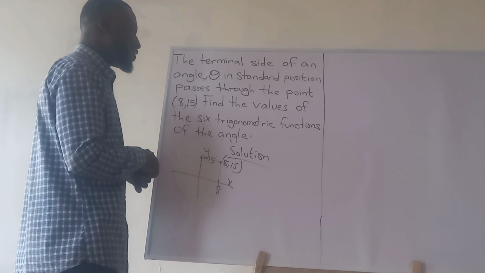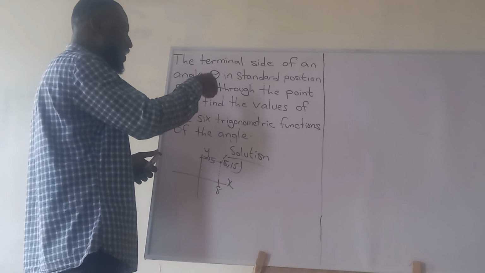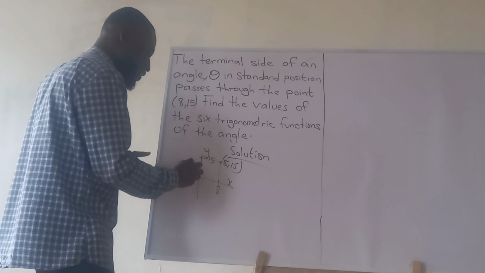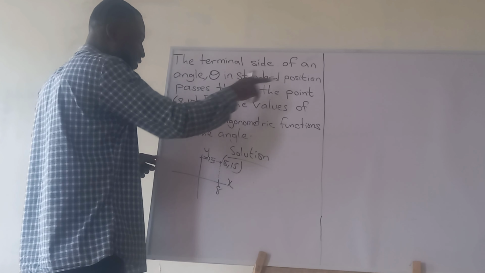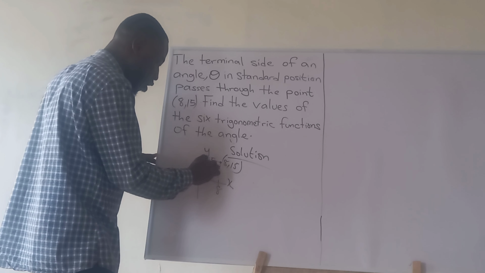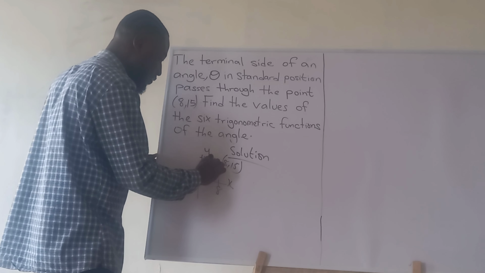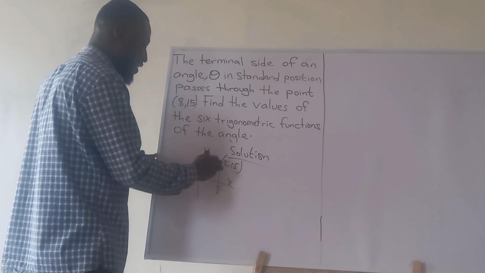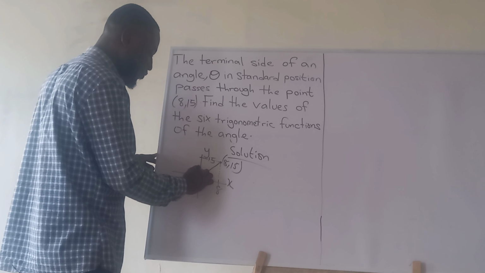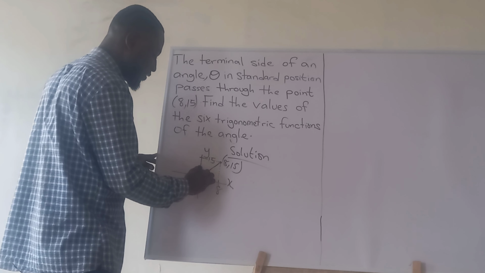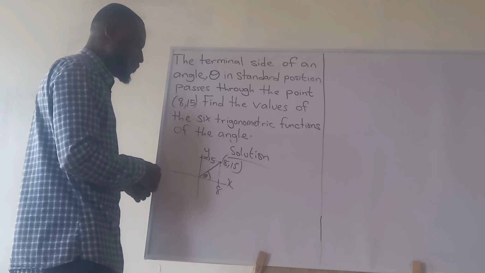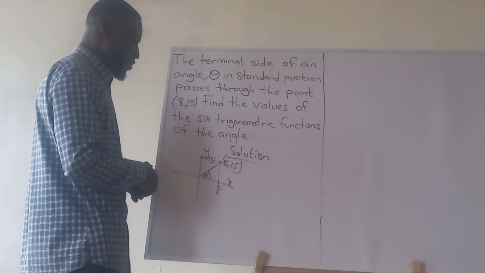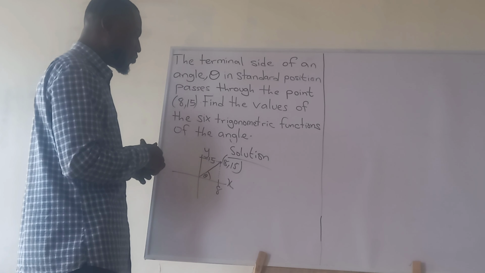And the question says, the terminal side of the angle theta in standard position. The standard position always starts from the origin. So they said it passes through the point. So from the origin, passing through the point, and theta in standard position always lies on the x-axis, in this case the positive x-axis. Very good. Now look at your question.